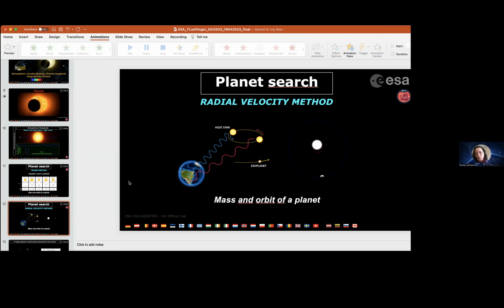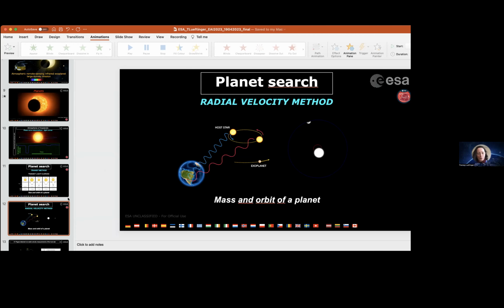Another method that should be mentioned, it's not really applicable to Ariel, but I wanted to mention it for the sake of completeness, is the radial velocity method, a method with which many exoplanets have been detected already. It takes advantage of the fact that the planet's mass is causing a tiny wobble of the star, comparable to the Doppler effect on light.